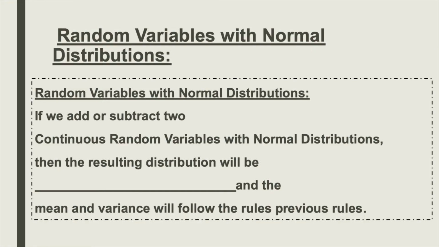Random variables with normal distributions. So we've talked a lot about discrete random variables. Now we're going to talk about continuous random variables that have normal distributions. If you have a random variable with normal distribution and you have another one that's also normal, if you add or subtract those two continuous random variables that are normally distributed, then the resulting distribution will also be normal, and the mean and variance will follow the rules that we previously discussed.